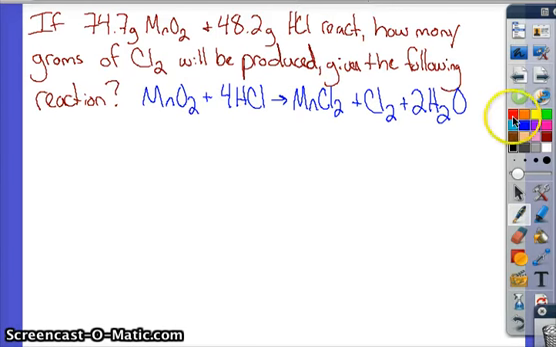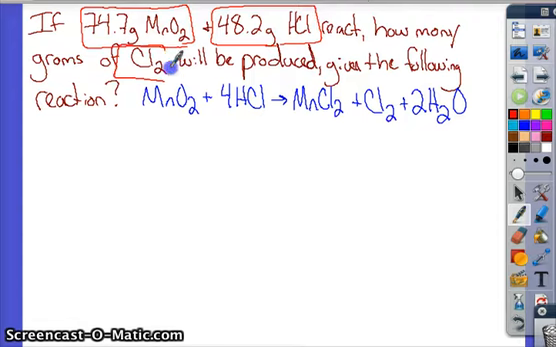To set up a problem and identify what's given, you're given 2 amounts, an amount of reactant A and an amount of reactant B. And you've got to determine how much chlorine is going to be produced. Let's call that reactant A, reactant B, product C, product D, product E. Well, we have to convert A and B into product D.